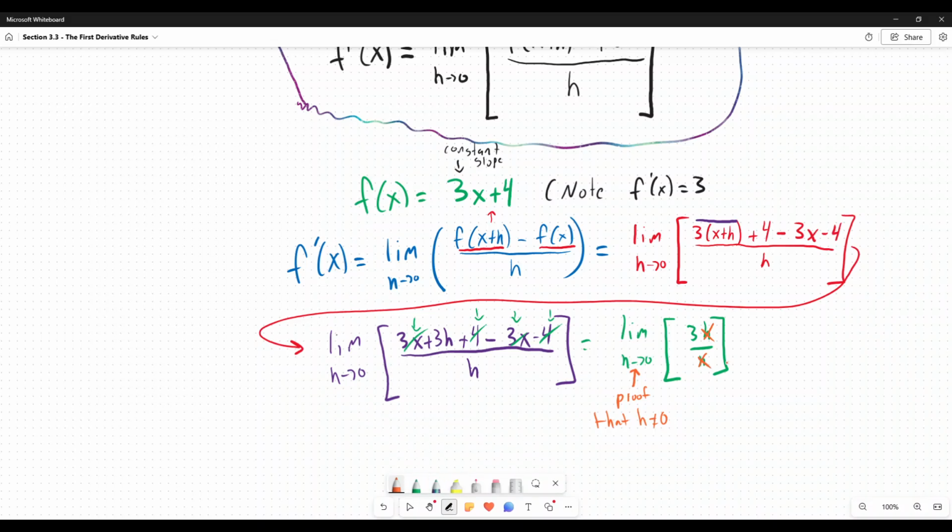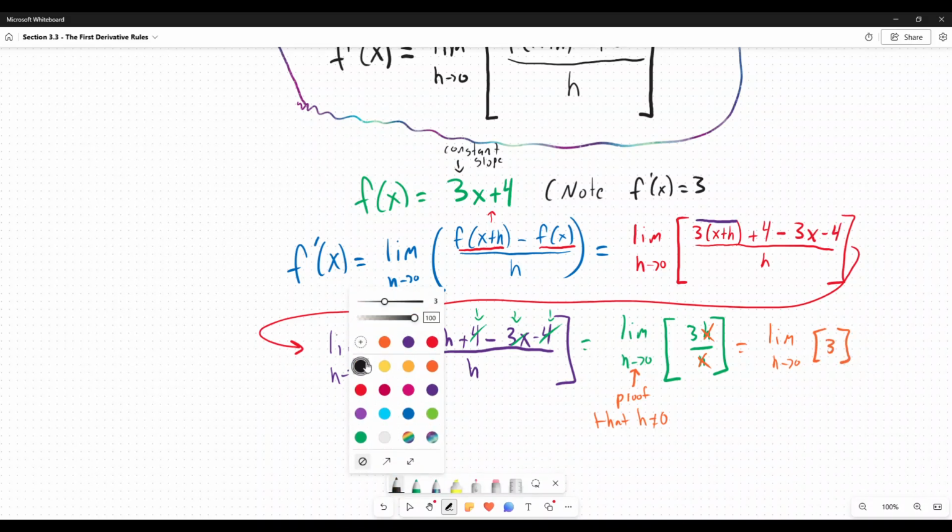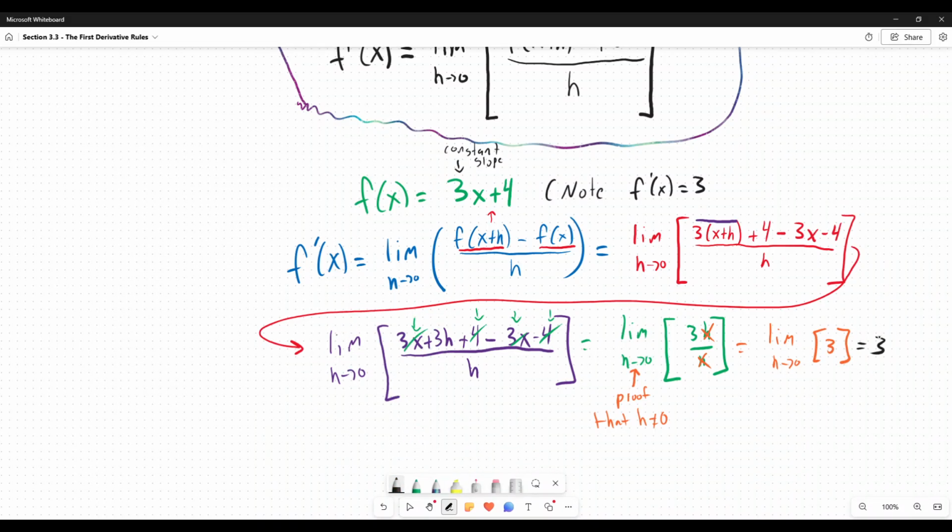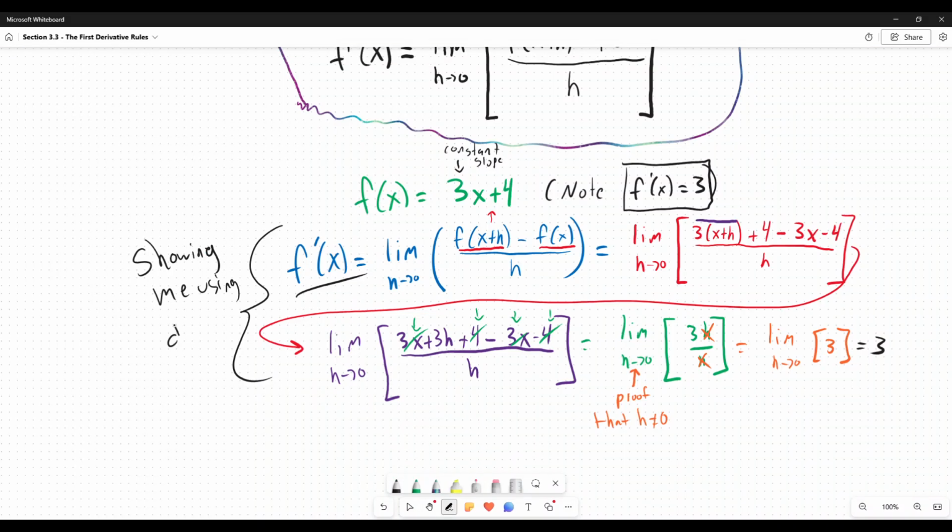And what are we left with? The limit as h approaches 0 of the number 3, which just tells us 3. And that's exactly why we get f prime of x equals 3. Again, something we knew, but I just want to point out, this is the proof. This is showing me using the definition.